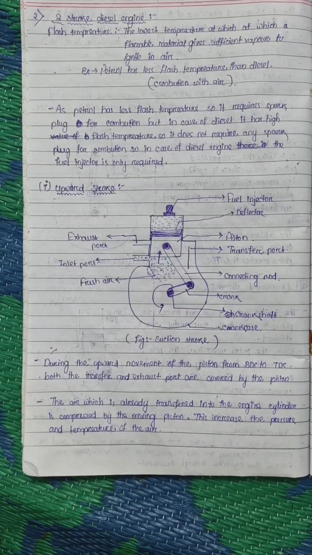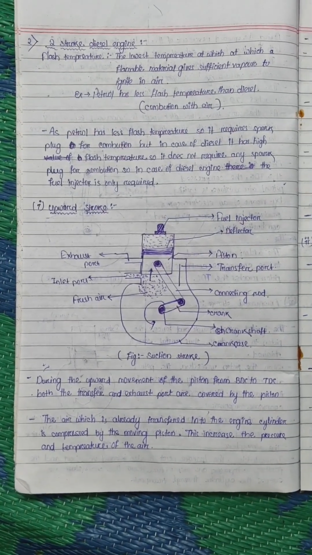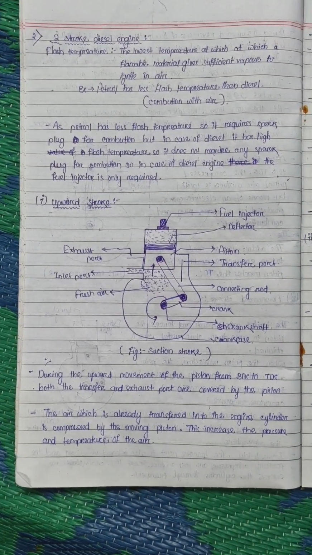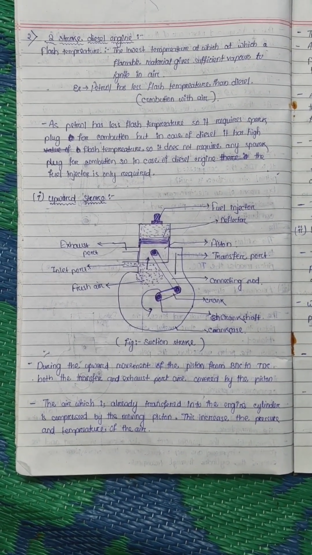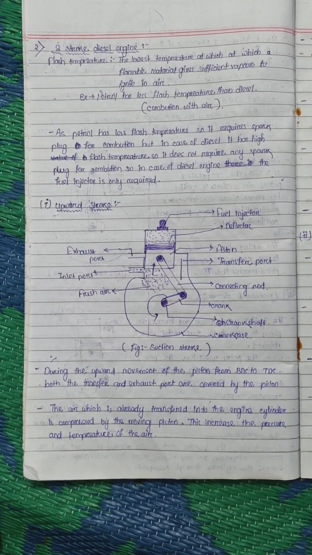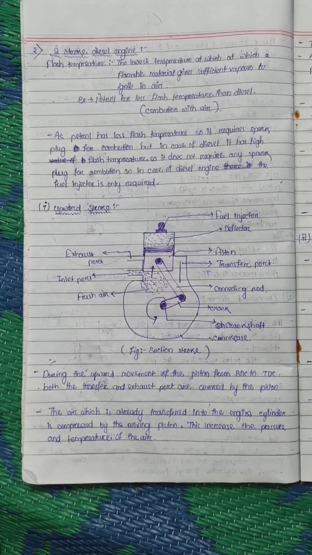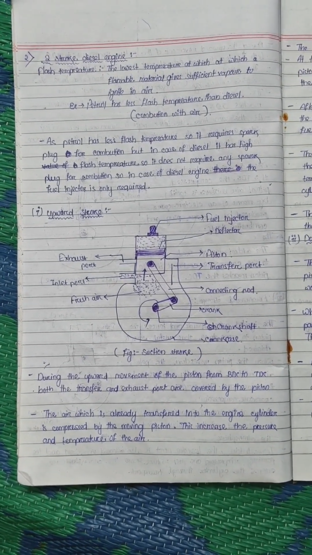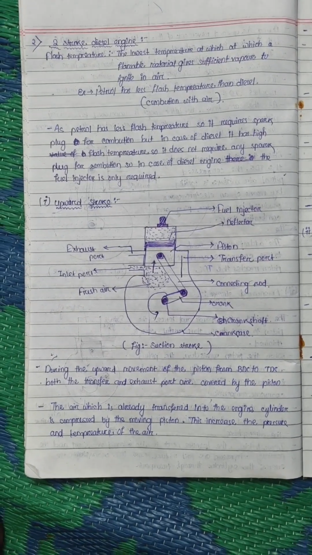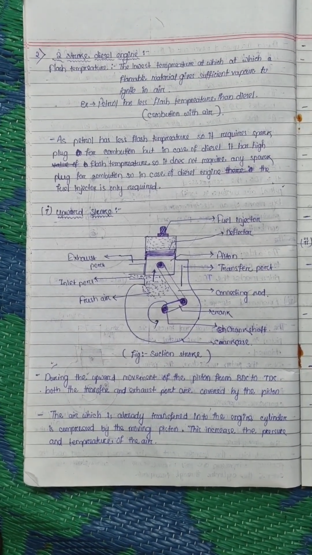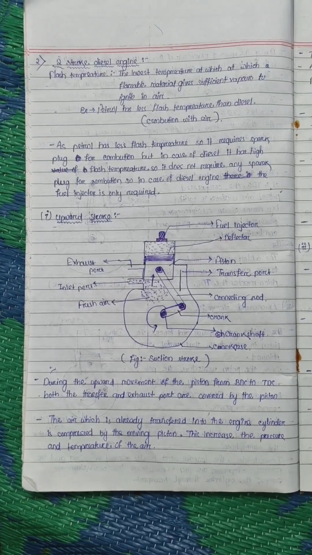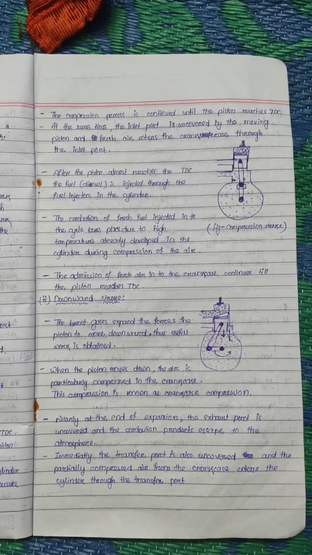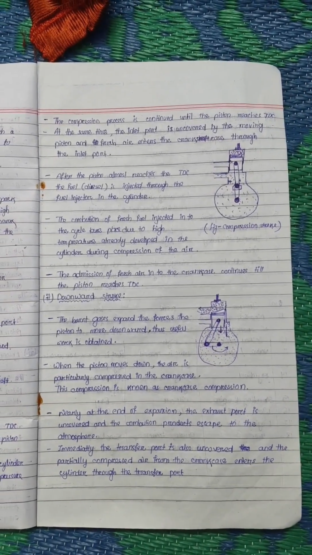Upward stroke. Here we have a brief figure of how the suction stroke works. During the upward movement of the piston from BDC to TDC, both the transfer and exhaust ports are covered by the piston. The air which is already transferred into the engine cylinder is compressed by the moving piston. This increases the pressure and the temperature of the air. The compression process continues until the piston reaches TDC.